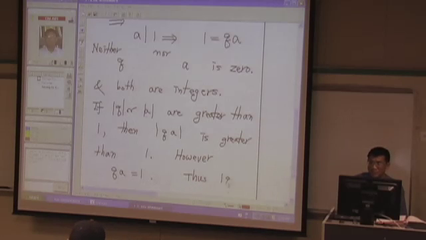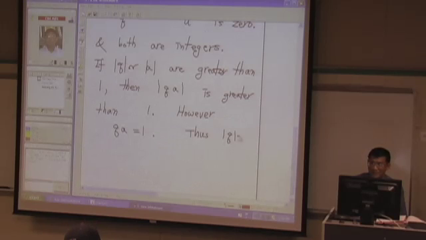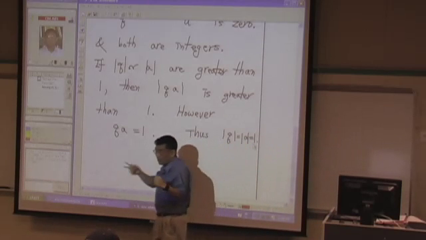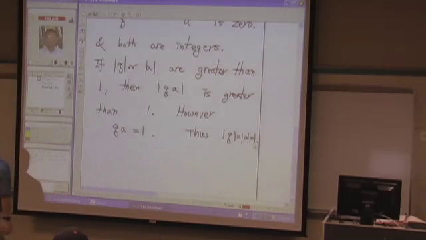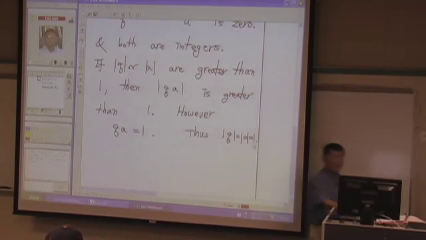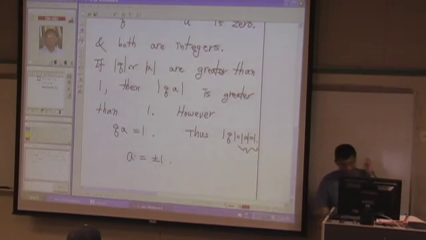Thus, the absolute value of q and the absolute value of a should be 1, right? Because it is not 0, it cannot be greater than 1. It's an integer. Then what are the numbers? 1, right? Do you follow me or not? Thus, because of this fact, a should be equal to plus minus 1. Done. I completely proved it.